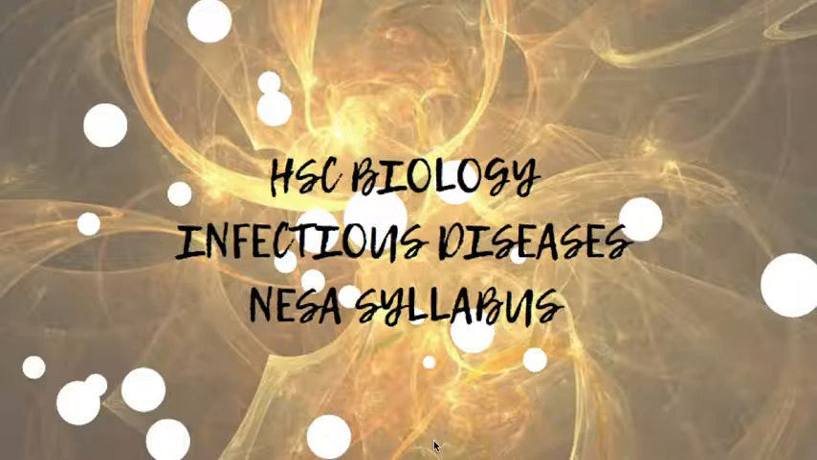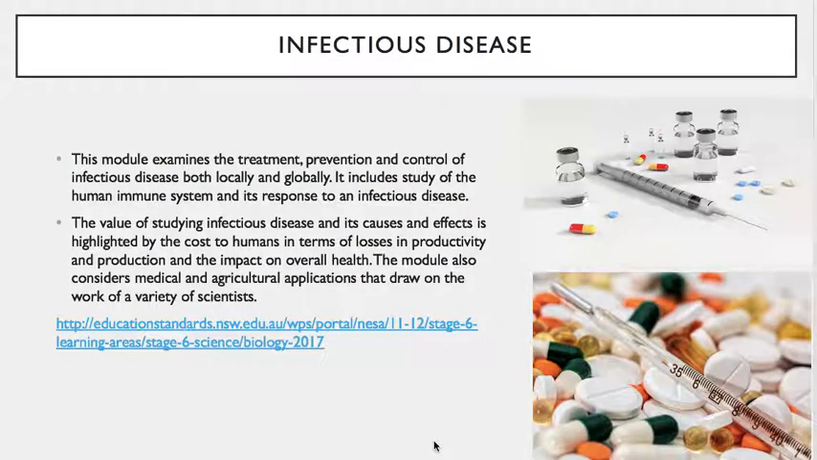Then infectious diseases. So it talks about the treatment, prevention, and control of infectious diseases, both locally and globally. This unit, if you really enjoy it, is called epidemiology, and it looks at the human immune system and the response to an infectious disease. So we then talk about the effects this has on humans and overall health. So we try and expand this to our medical and agricultural applications. And we're looking at several scientists, so you'll need to know all about these scientists, which we'll get into.